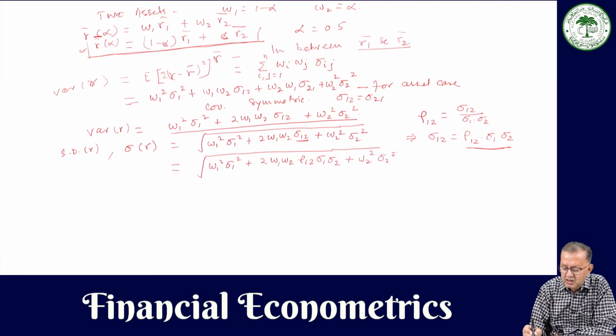Now we replace W1 by 1 minus alpha and W2 by alpha. So this is equal to (1 minus alpha) square sigma 1 square plus twice into (1 minus alpha) alpha rho 1 2 sigma 1 sigma 2 plus alpha square sigma 2 square.